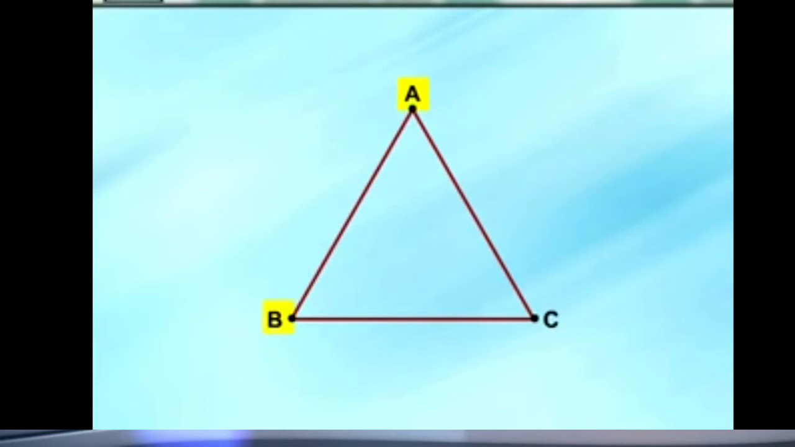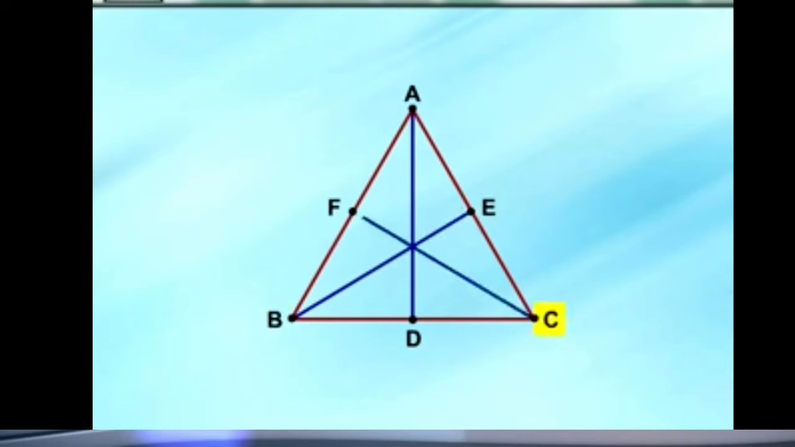Now we will come to the word median. Here suppose we have to find out the median of a triangle ABC. First of all we will mark the midpoints of line segments AB, BC and CA. D is the midpoint of BC, so we will draw a line from vertex A to D. Similarly, we will draw a line from vertex B to the midpoint E, and we will draw a line from vertex C to midpoint F.